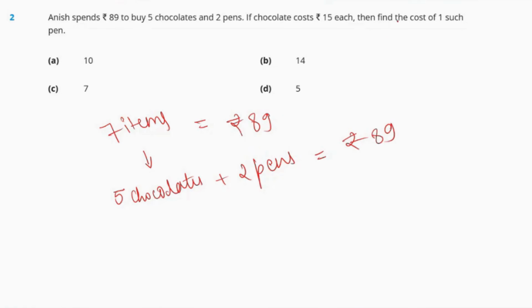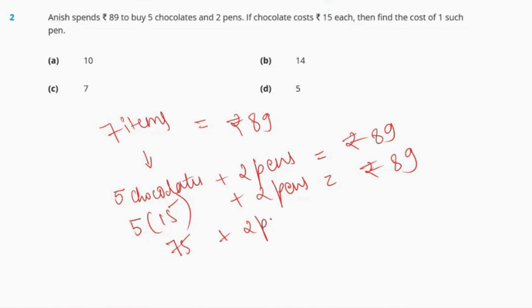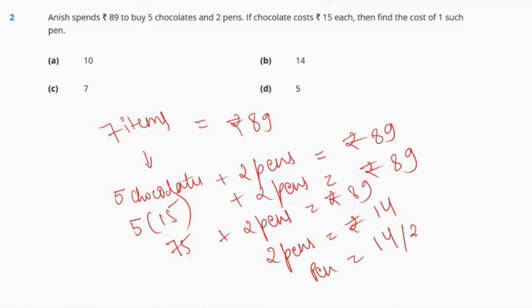Now, it is given in the question that each chocolate cost is rupees 15. So we can substitute the value here. So we can say 5 into 15 plus the value of 2 pens will be rupees 89, right? Now, the value for 5 chocolates will be 75. So we can say 75 plus 2 pens is equal to rupees 89. Now, the final value for 2 pens will be rupees 14. Okay, so now since the value for 2 pens is rupees 14, to find the value of 1 pen, we will divide this 14 by 2. So the final answer will be rupees 7. Now, in the question, we were asked to find out the value of 1 pen. So the value for 1 pen will be option C, 7.